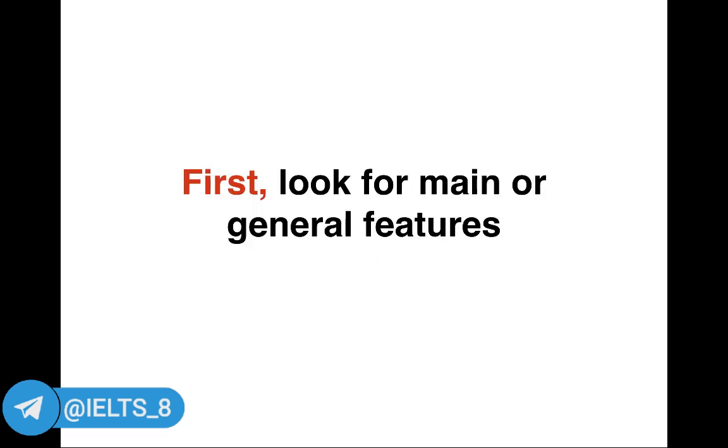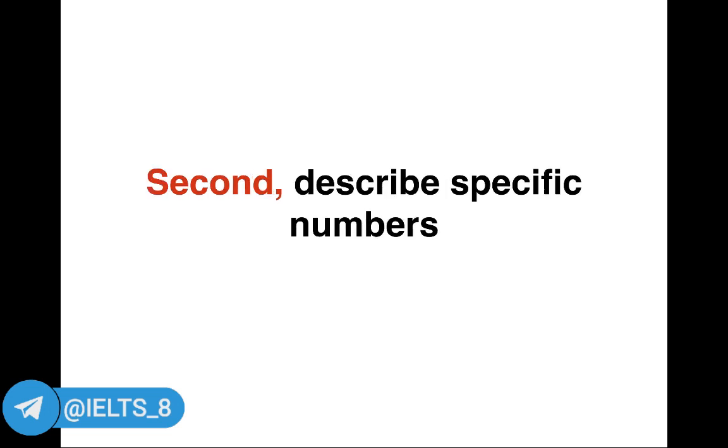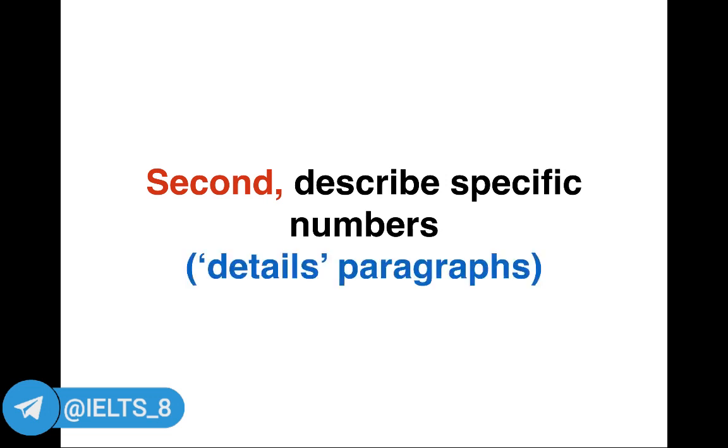First, look for main or general features, and this is going to be for your summary or overview paragraph just after the introduction. And second, describe specific numbers. This will be in your details paragraphs, paragraphs 3 and 4. Let's look now at our table question for today.